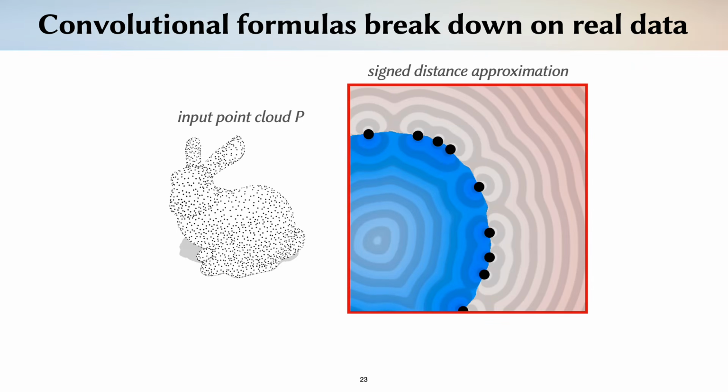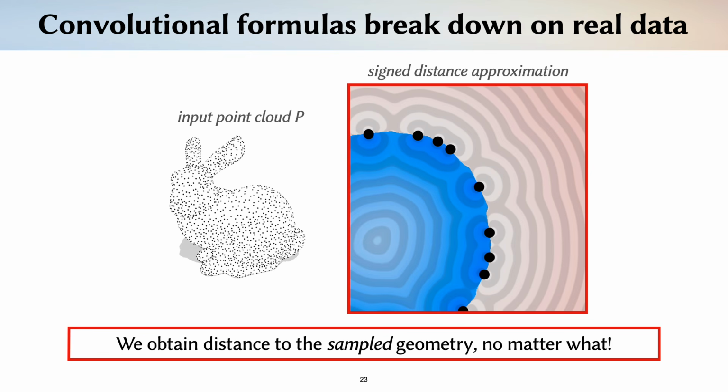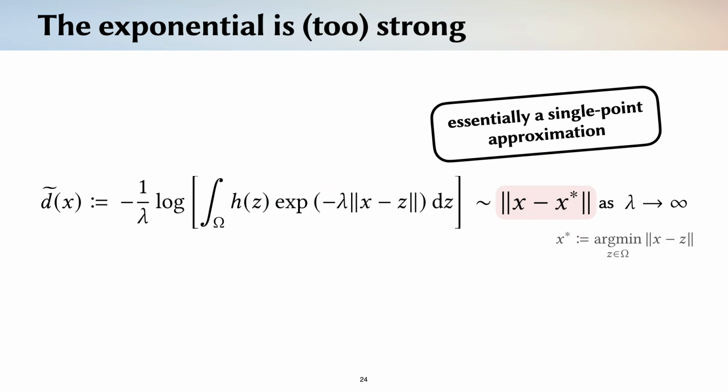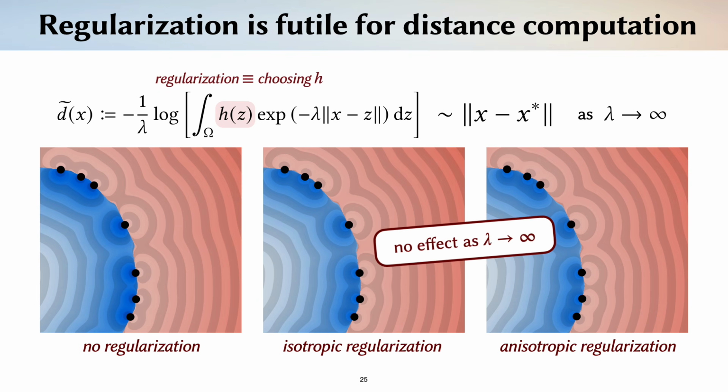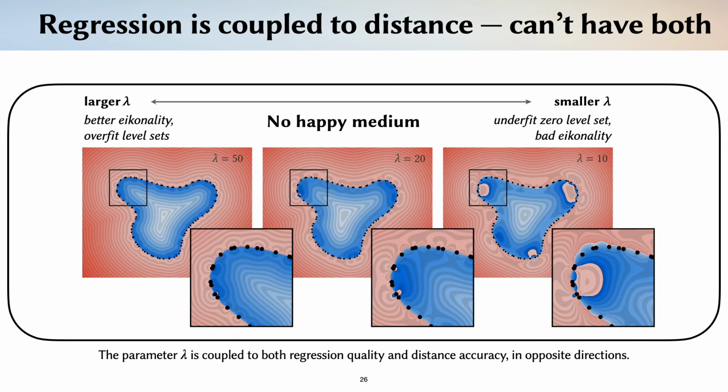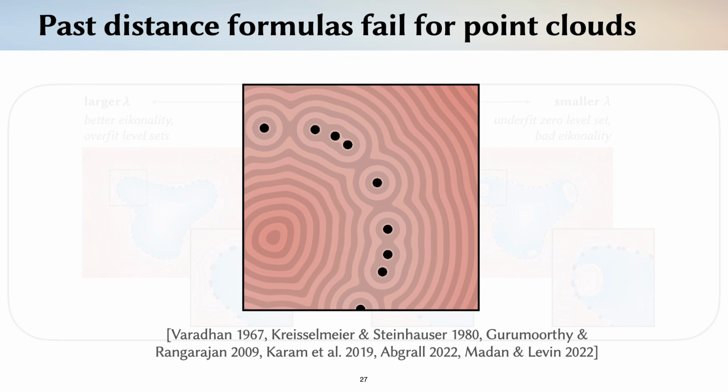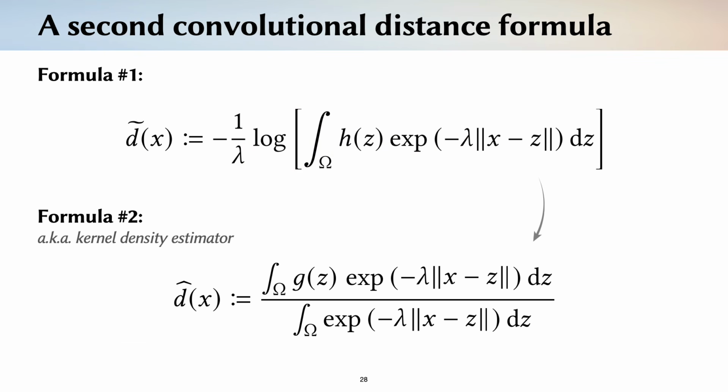They all give a distance function to the sampled points, rather than to the underlying surface from which the points were sampled. And the reason for this behavior is that convolutional distance is essentially a single point approximation. The exponential is so powerful it just dominates everything, including any regularization we might try to use. There's also no value of lambda that gives both a good reconstruction and good distance. Because of this tension between reconstruction and distance, past formulas fundamentally cannot provide distance from point clouds, either unsigned or signed. In the face of this challenge, we instead consider the second class of distance formulas.